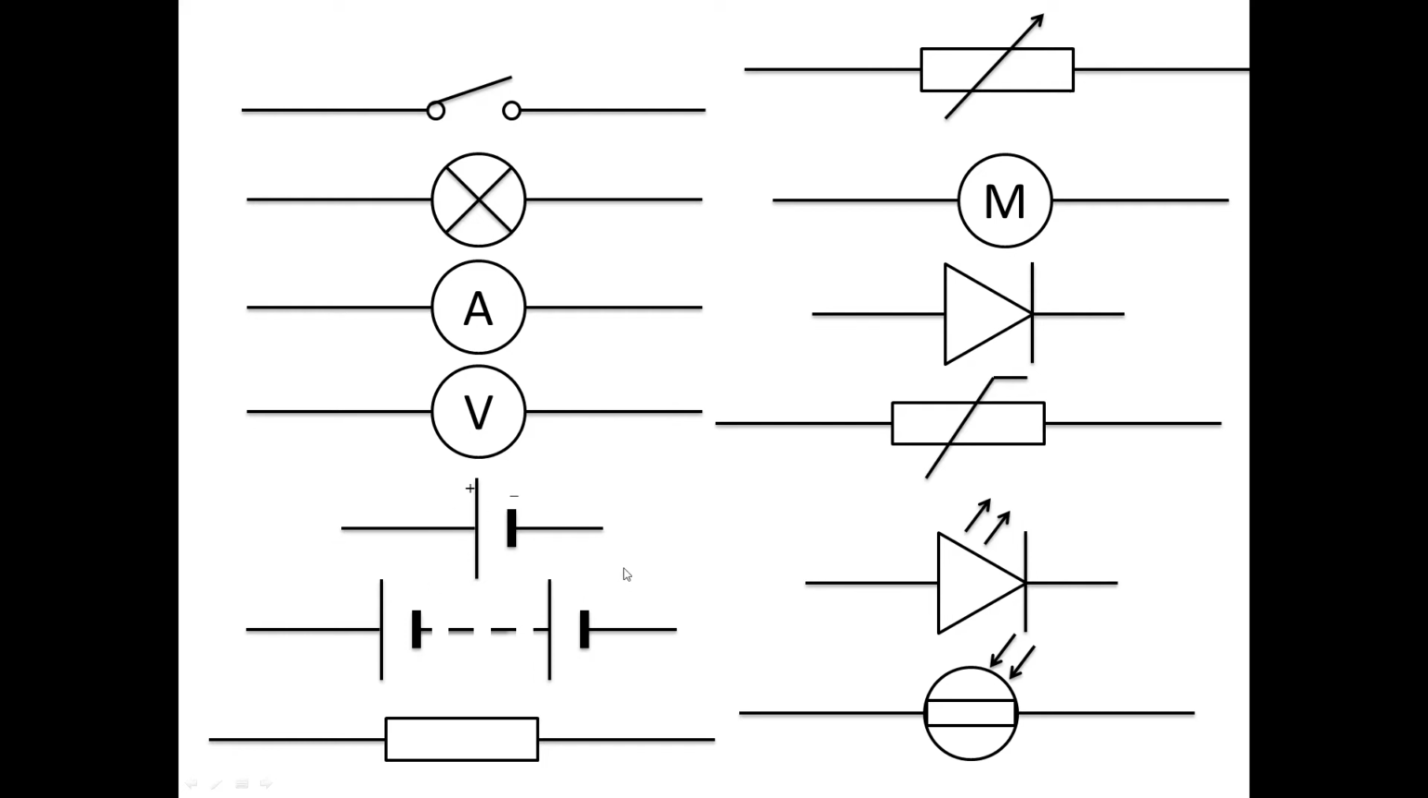Next symbol is the cell. What we often call a battery in general words, but in science a battery has a very specific meaning. It's actually several cells joined together, and this next symbol is the battery. You can see it is the cell symbol, but with two or more cells in it.